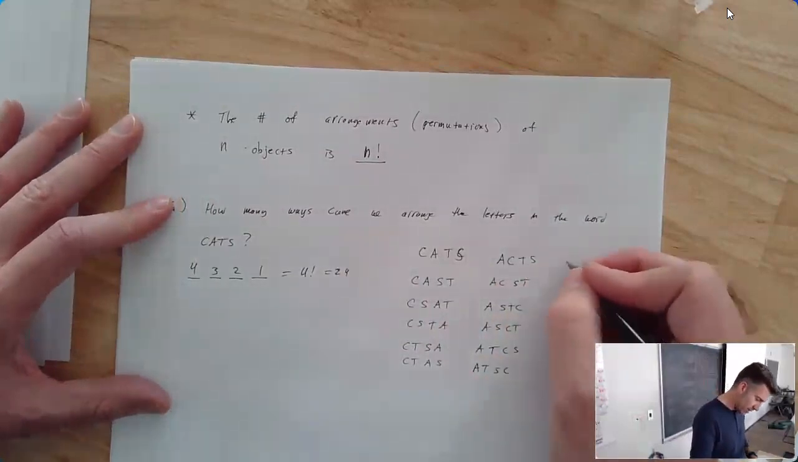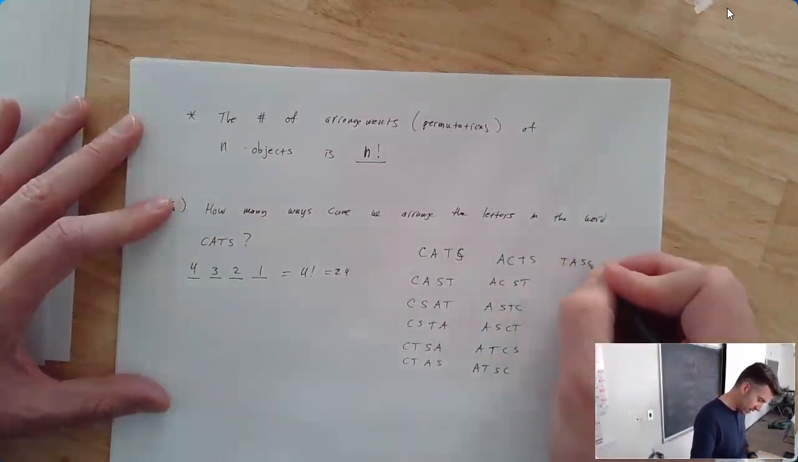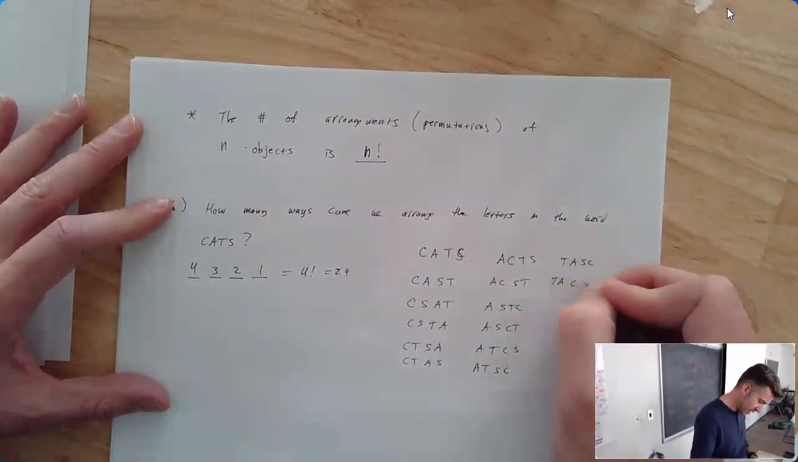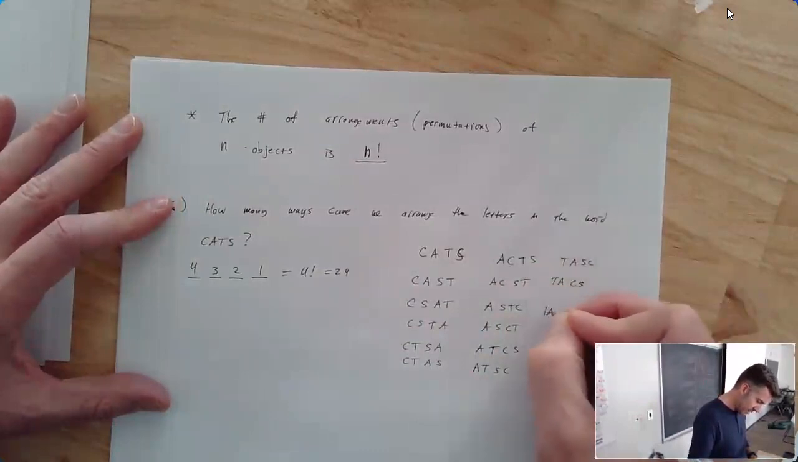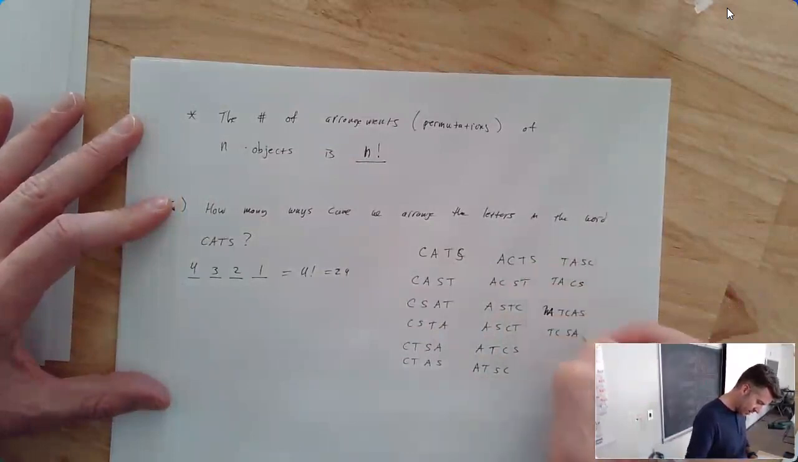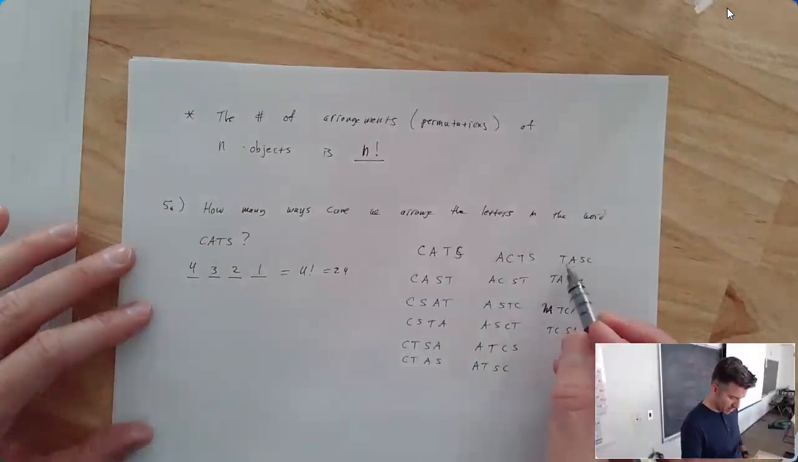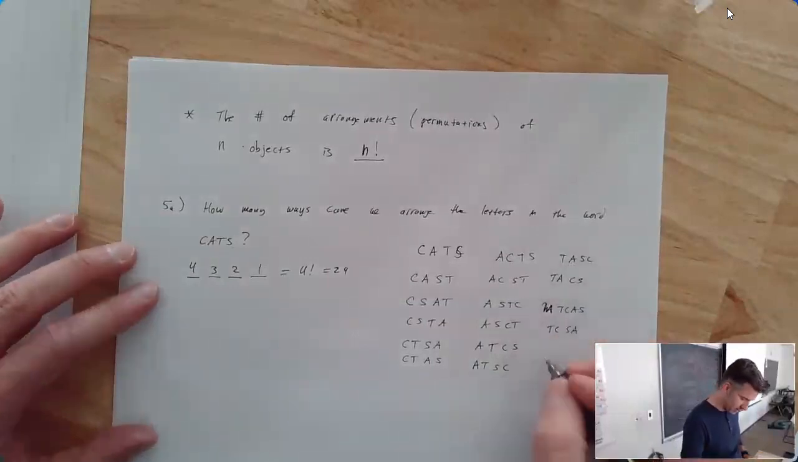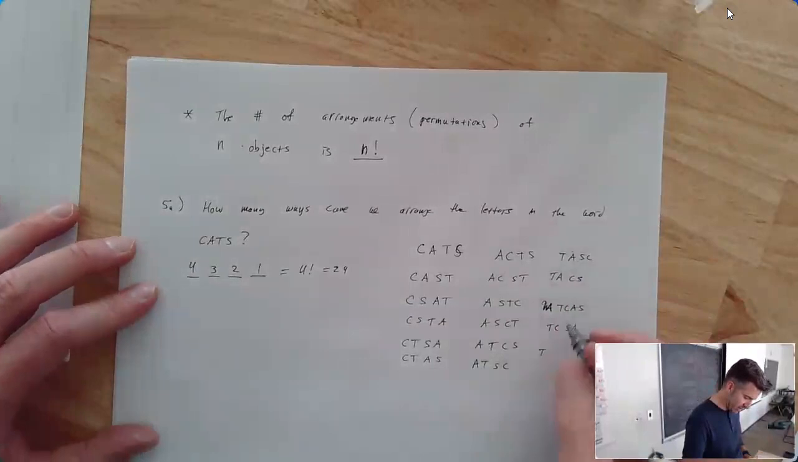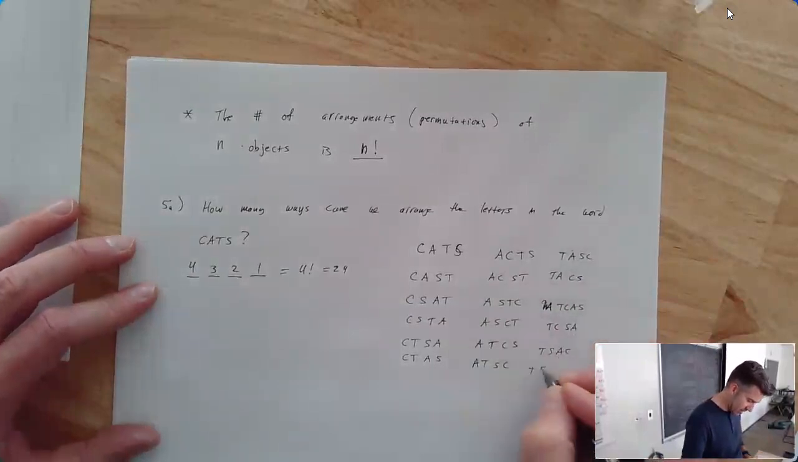We could do it with TASC, TACS, TCAS, TCSA. So I'm being very methodical here, right? I'm doing T something and then getting all the last things, and then I'm switching the next things. Then T, I've done A, I've done C, I need S, A, C, T, S, C, A.